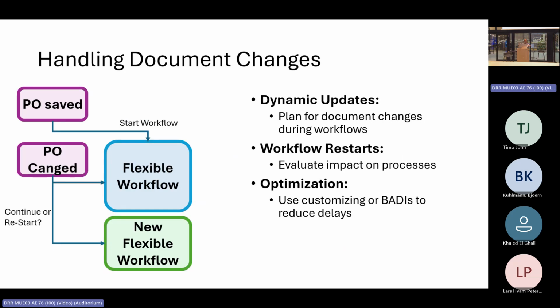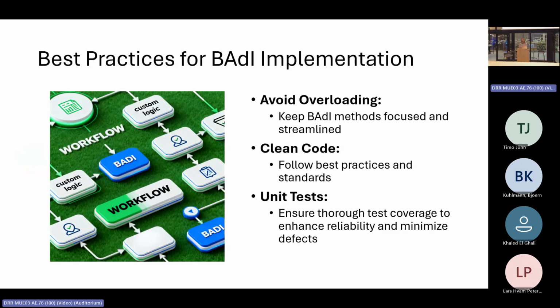Also handling document changes: PO saved, and then we change something in PO, and we need to understand if we can work with this flexible workflow or we need to restart. And also, if we approve this old PO, then maybe we need to start a new workflow to approve this PO with changes. So it will be better if we check it at the moment when PO changed. Also with BAdI or customizing, we can define it in a system.